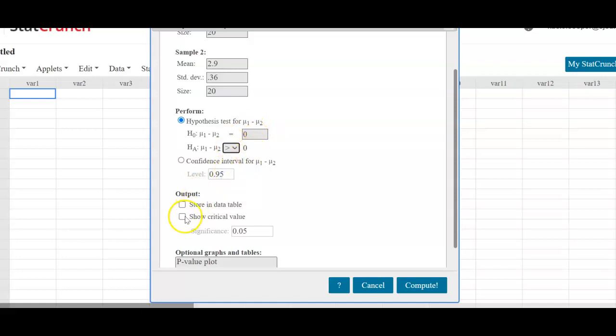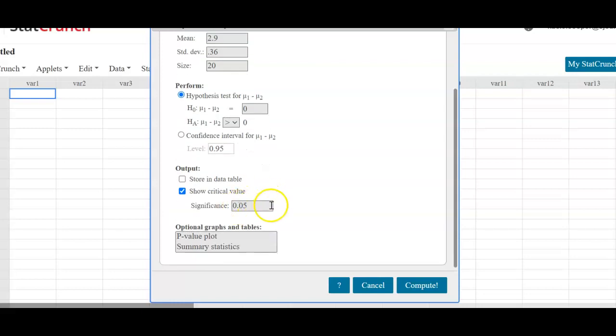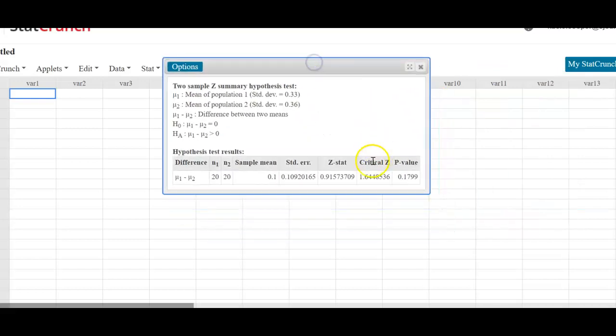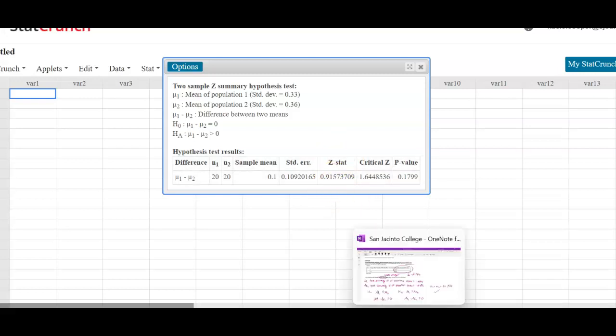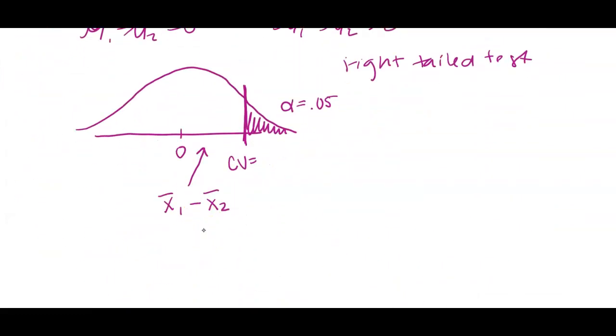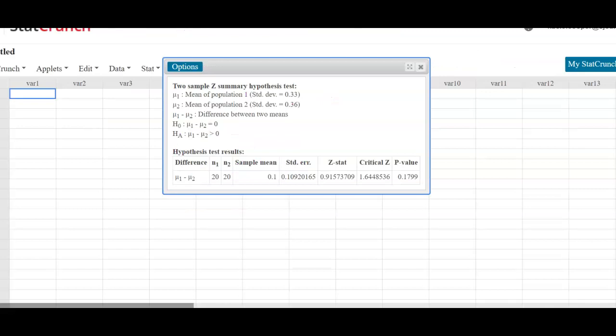Okay, centered at 0. I'm running a right-tailed test and show me the critical value here. I believe it's 1.645 off the top of my head, but here we go. All right, yeah, 1.645, and then our calculated Z statistic is 0.91. So our critical value here is 1.645. My Z score was not quite that high. What was it? 0.9157.